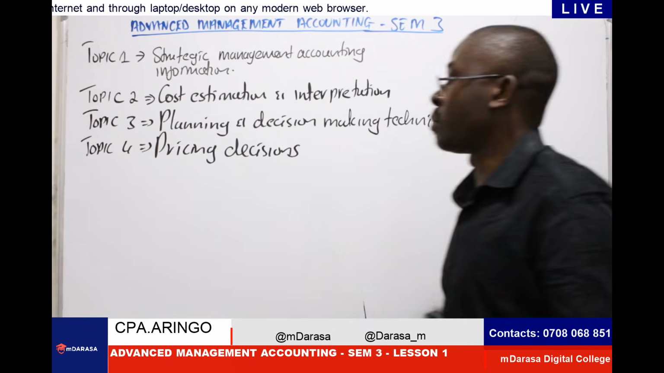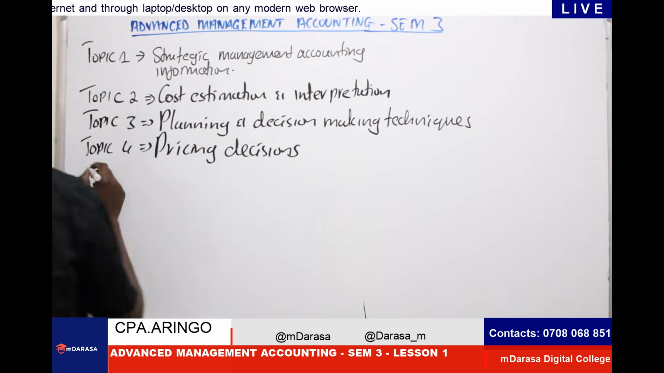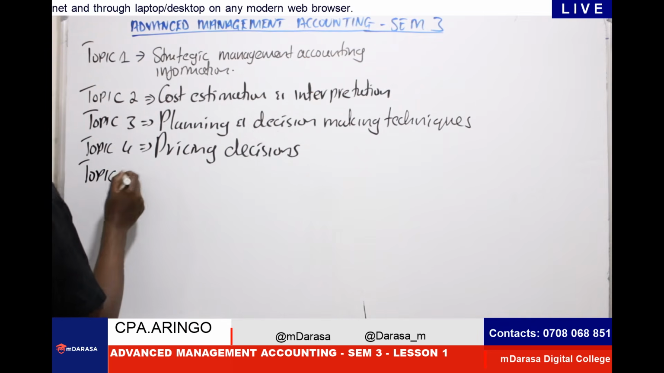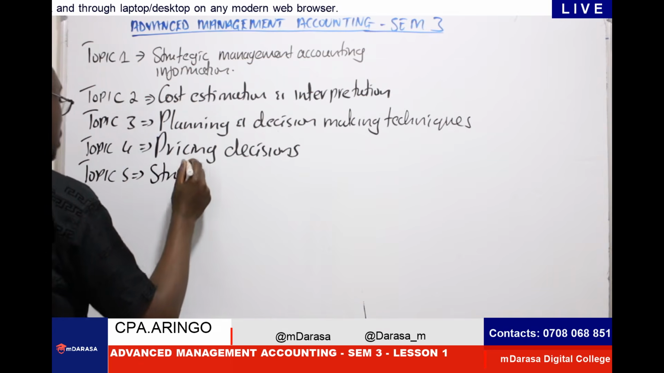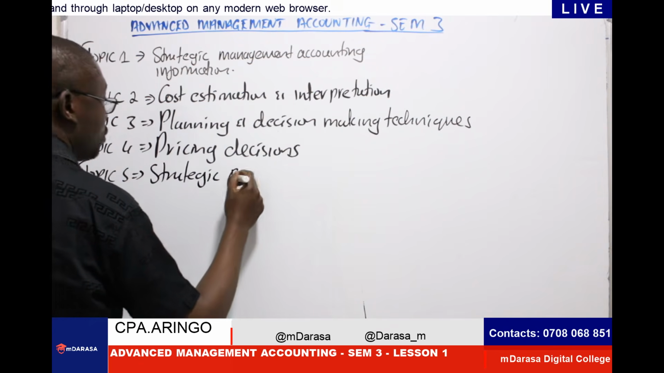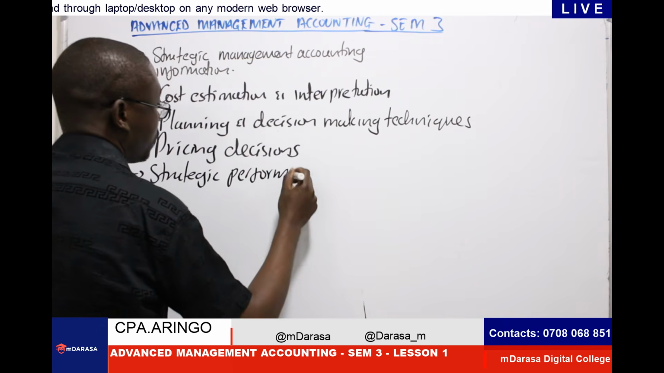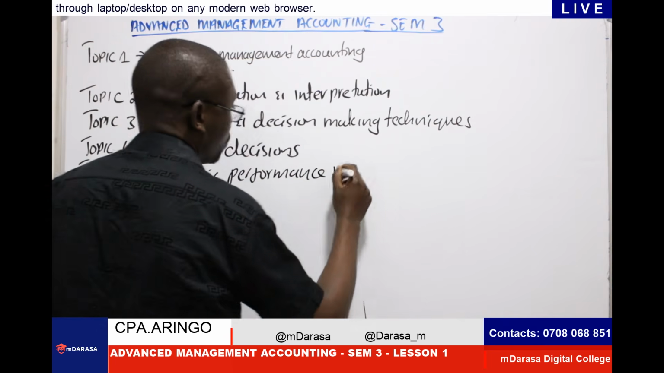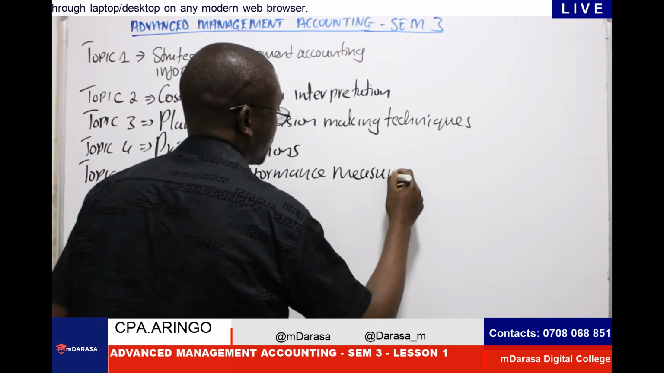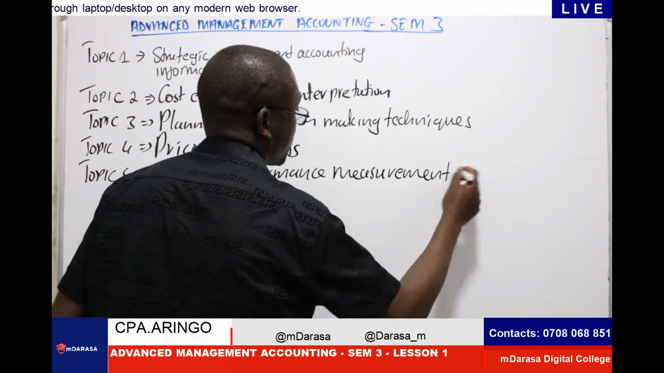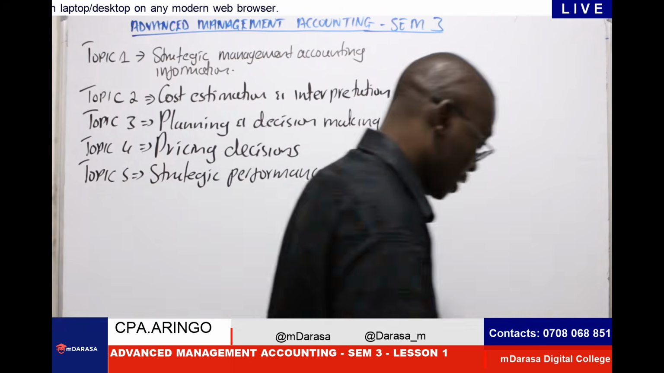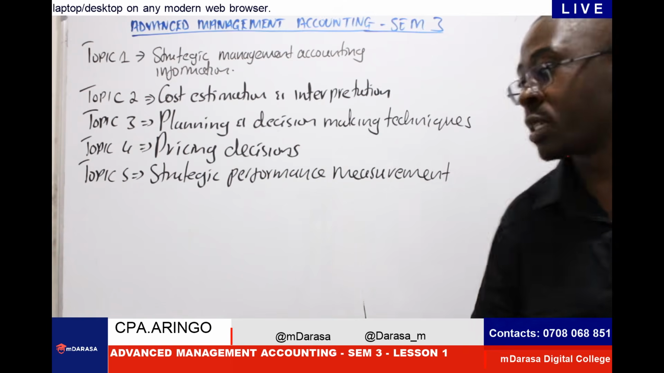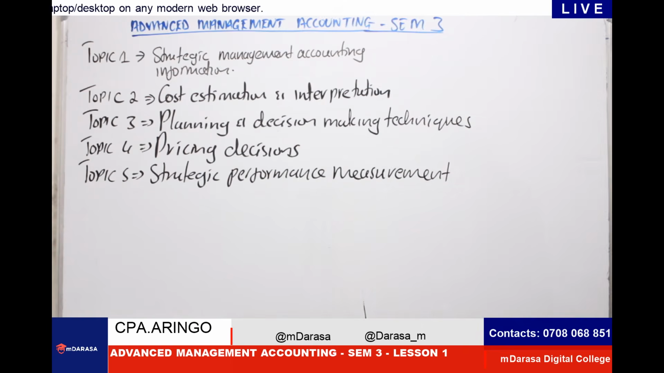So topic number 5 will take us to a very interesting part, which we normally refer to as strategic performance measurement. So this is also a very interesting area to get to know. Strategic performance measurement is one of the most interesting areas that you need to understand.